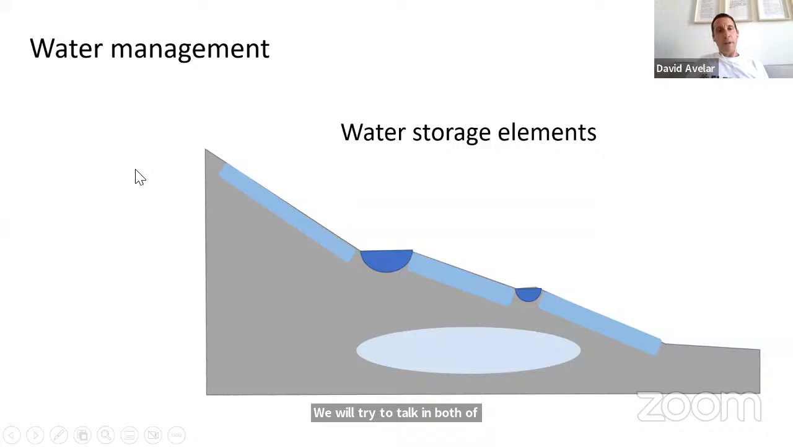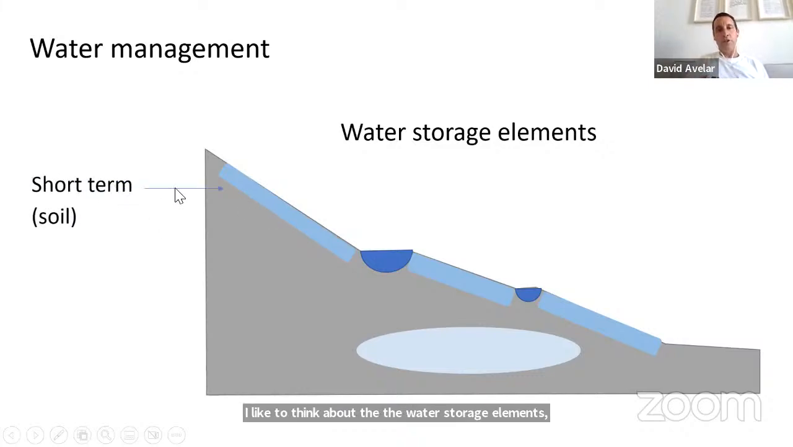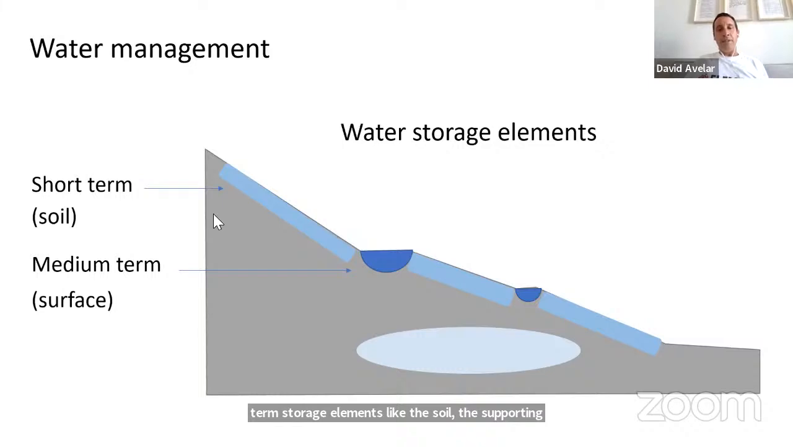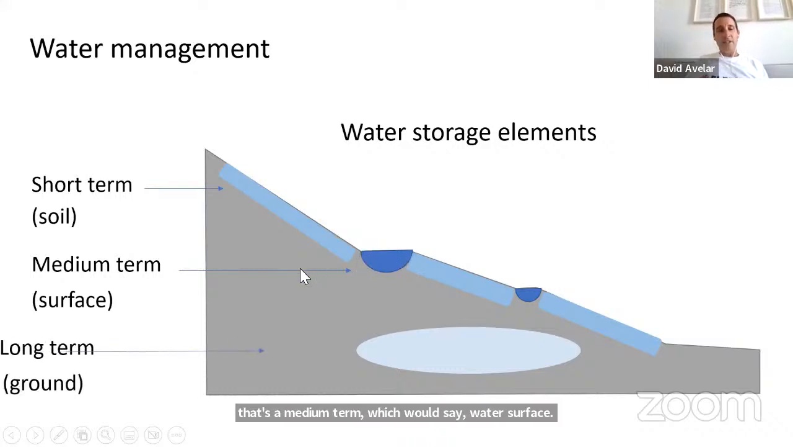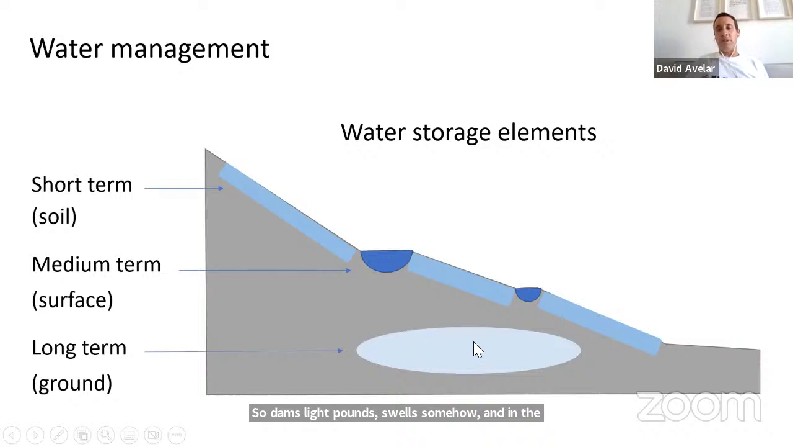To think about water management, I like to think about the water storage elements. In a really simple way, we can think about short-term storage elements like the soil, the sponge that Paula just talked about. Medium term, I would say, is water surface, so dams, lakes, ponds, swales. And in the long term, the groundwater.